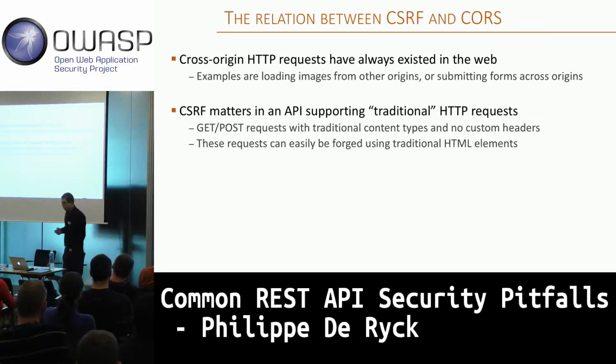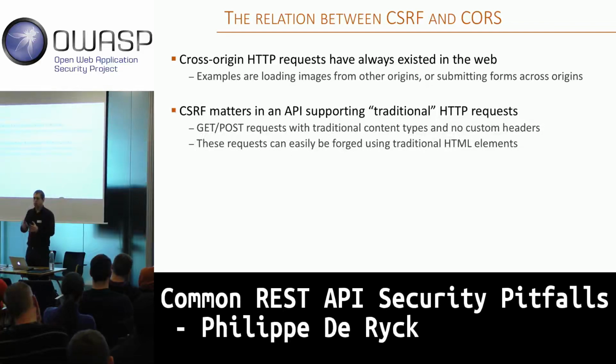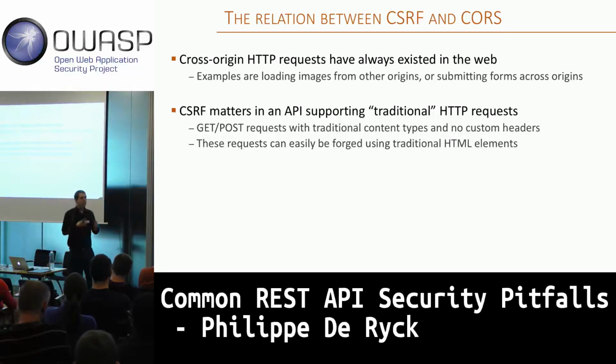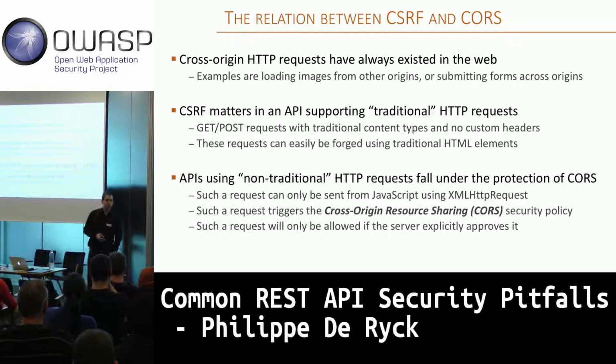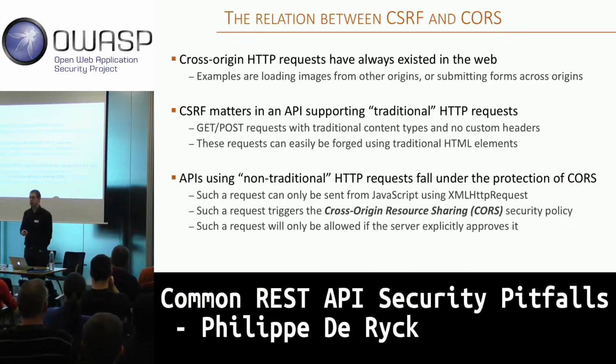So the case is twofold. If your API supports traditional requests, meaning anything that can come from a form or an image tag using traditional content types and no special headers, then you need CSRF protection. If your API only supports non-traditional requests, for example, if you have a JSON API and only accept application/JSON as a content type and not something else, then the browser will automatically attach this origin header to the request. And that means that you can automatically check the origin header for its presence, and if you don't submit the proper headers, then you will not expose information to third-party contexts either.